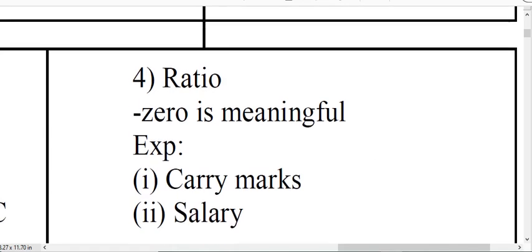Same thing, if your salary is 0, so what will you do? I think that will be a disaster for us, right? For all of us that are working. Just joking.